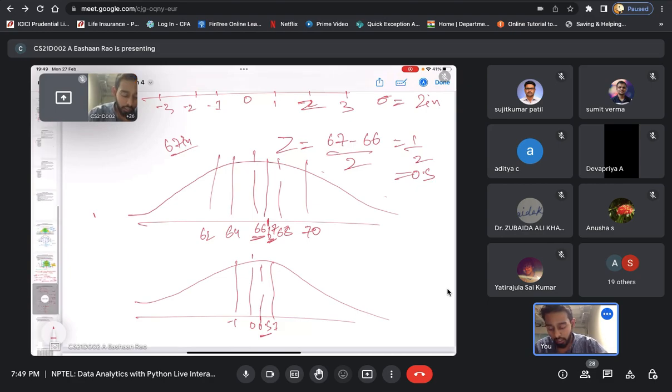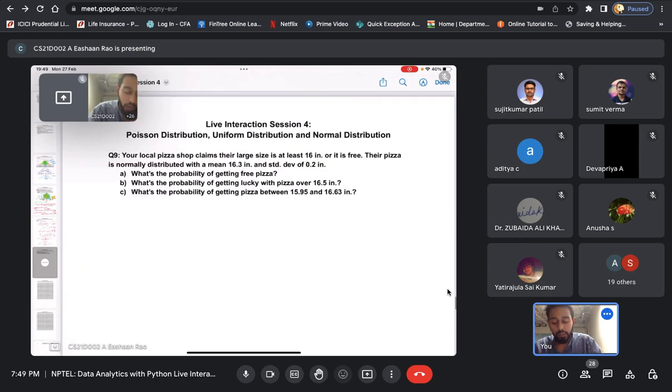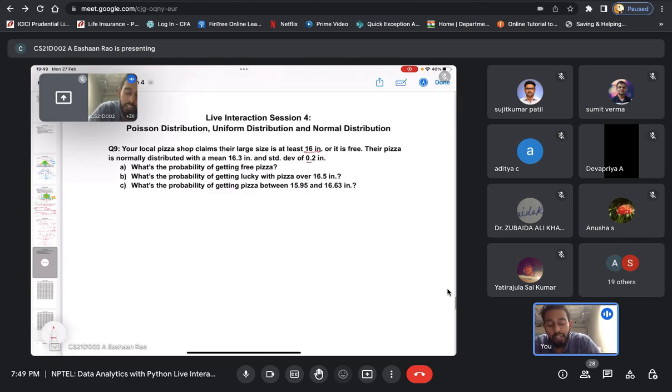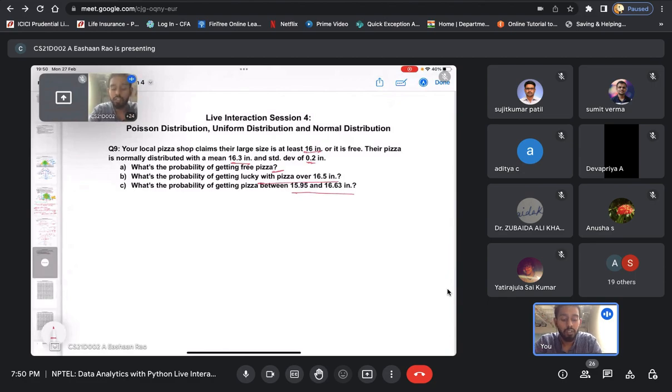Okay, this is the last part of the question, so we will try to quickly solve this. The question is: your local pizza shop claims their large size pizza is 16 inches. If it is not at least 16 inches, they will give the pizza free. The pizza size is normally distributed with a mean of 16.3 inches and a standard deviation of 0.2 inches. First, what is the probability of getting a free pizza? Second, what is the probability of getting lucky with a pizza over 16.5 inches? And what is the probability of getting a pizza between 15.95 and 16.63 inches?